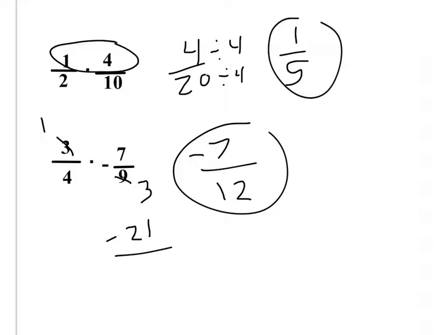If reducing confuses you, then you can do 3 times 7, which is 21. 4 times 9, which is 36. Take 3 out of both of these. 21 divided by 3 is 7. 36 divided by 3 is 12. So I don't care how you do it. I like to reduce early, because then my answer will be smaller. But if you want to reduce at the end, that is fine. It does not matter to me.